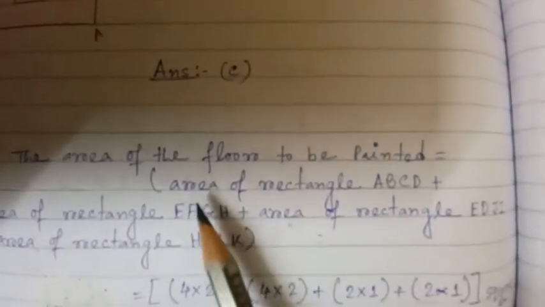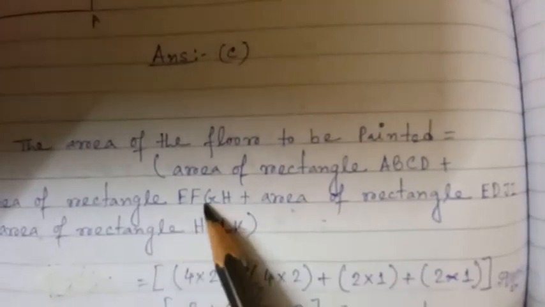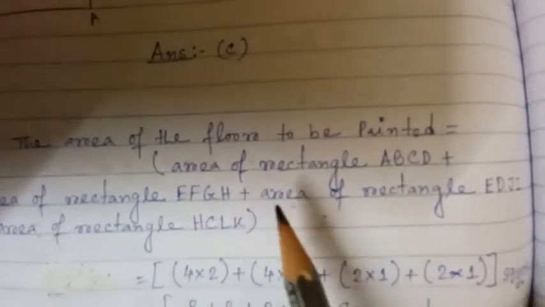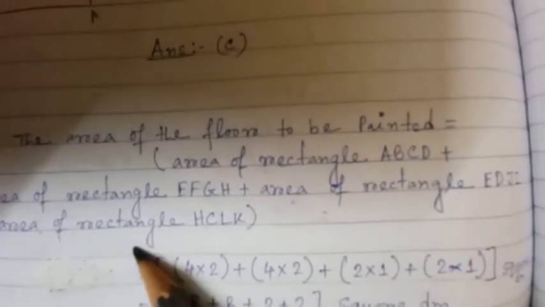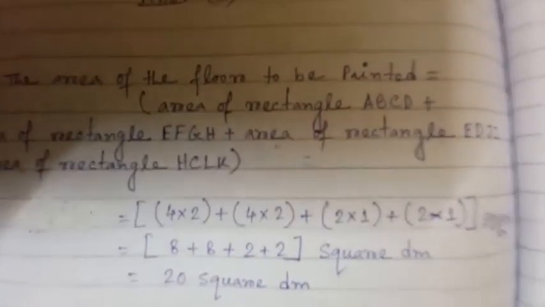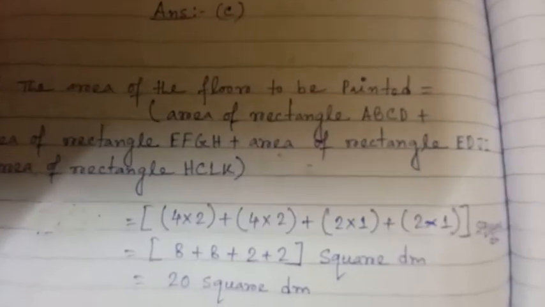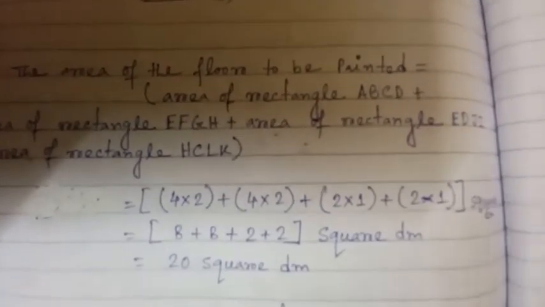See here. The area of the floor to be painted is equal to the area of rectangle ABCD plus the area of rectangle EFGH plus the area of rectangle EDJI and plus the area of rectangle ACLK. So simply you put the values, count how many squares there are, and then you find out the area. Okay, like this way you can solve.